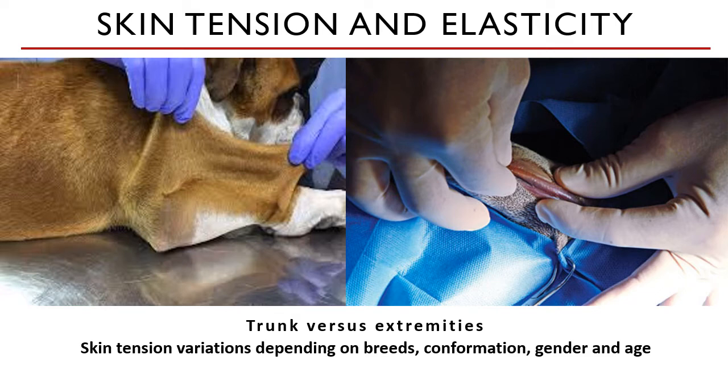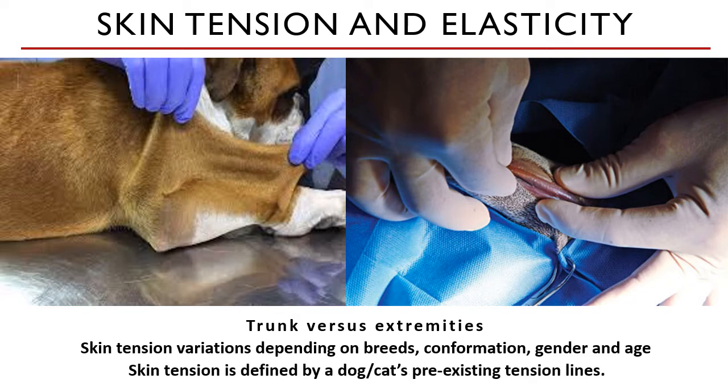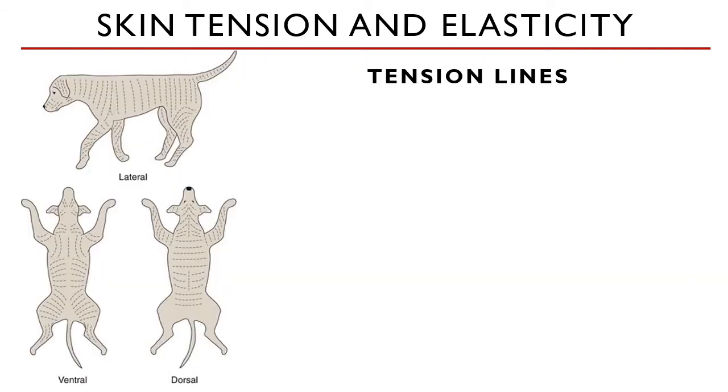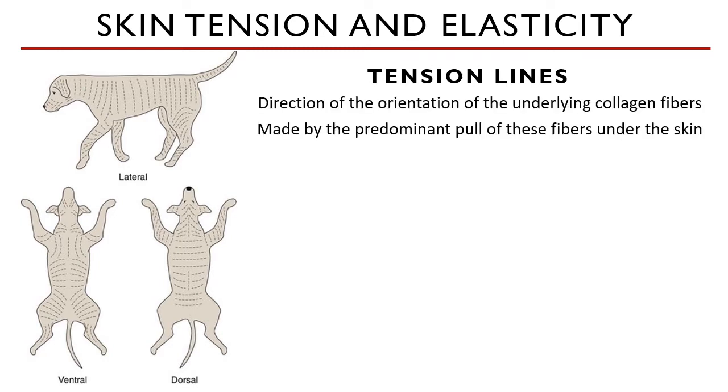More importantly, skin tension is defined by pre-existing tension lines in their bodies. These tension lines are also called Langer's lines in humans. Tension in the skin is determined by the pull of collagen and elastin in the dermal and hypodermal layers. These are visualized as lines of tension. They are usually in perpendicular orientation to the muscles in that area.